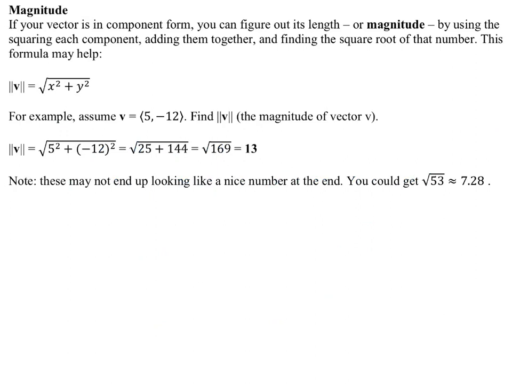Magnitude means length. And the way you're going to get it is you're going to square root the x and then the y components squared and added together. And so if you had a vector looking like 5, negative 12, you'll square 5, you'll square negative 12, add them together, and then square root that, in this case, would give you 13. Let's try out a few from your assignment.